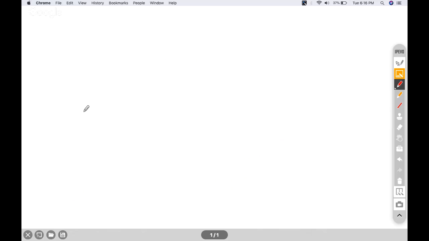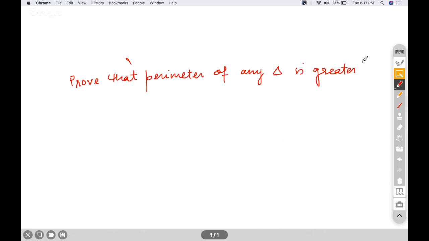And the first question which I'm giving you is, prove that the perimeter of any triangle is greater than the sum of its three medians. Solve it. I give you 2-3 minutes to solve it.